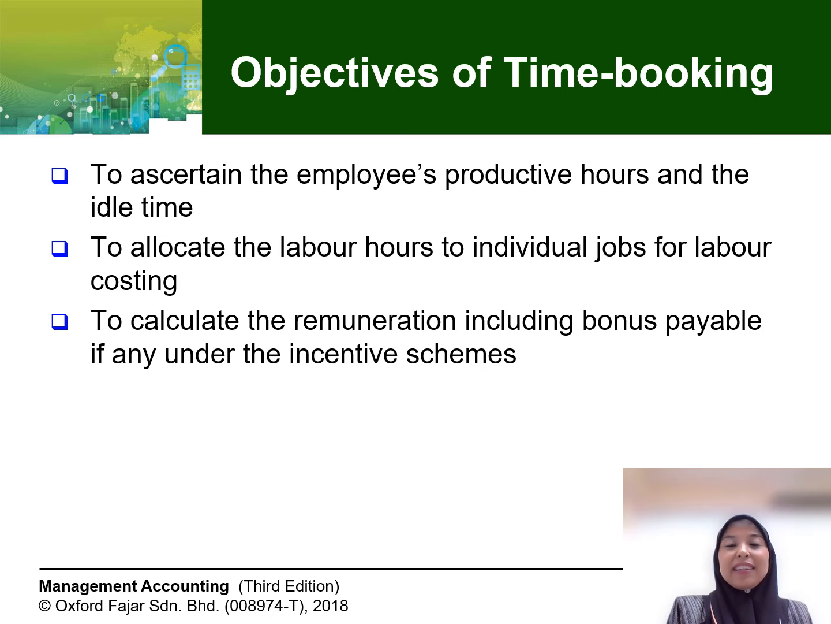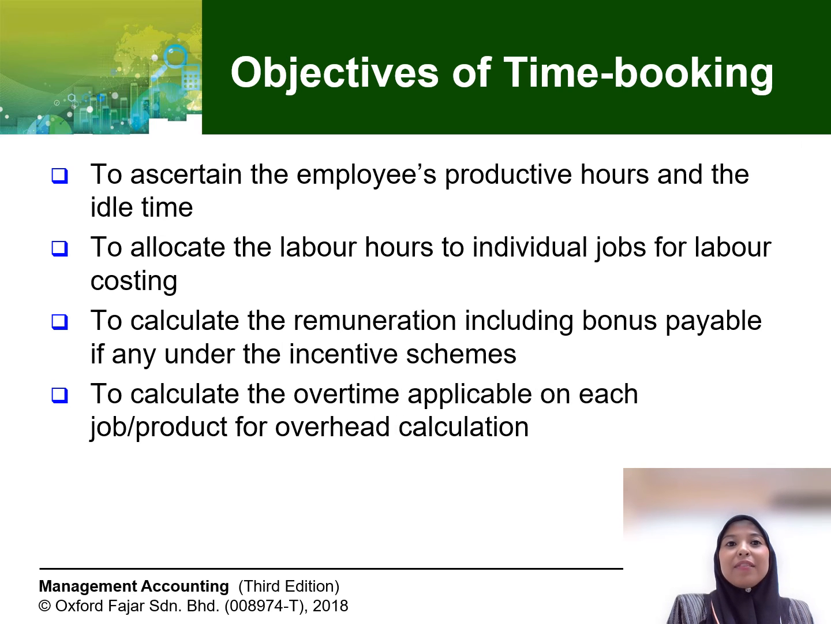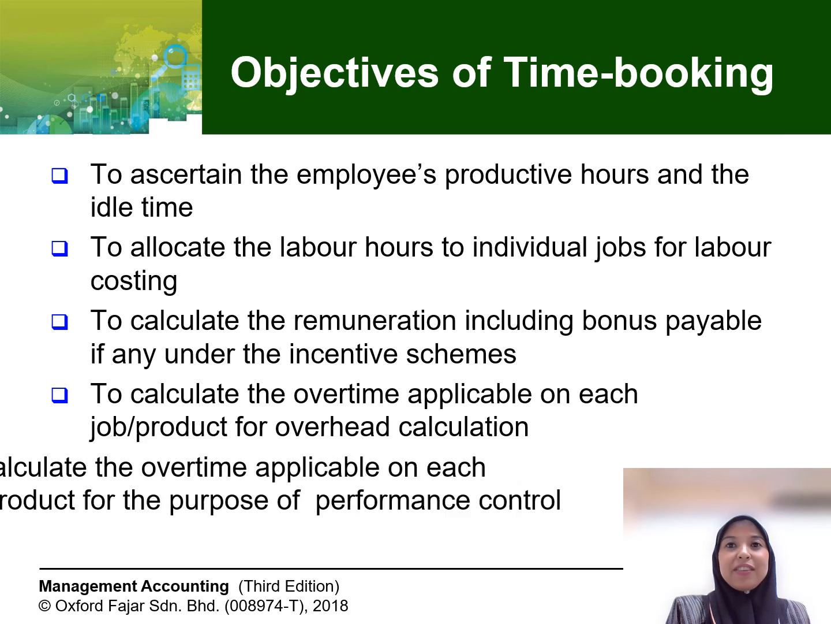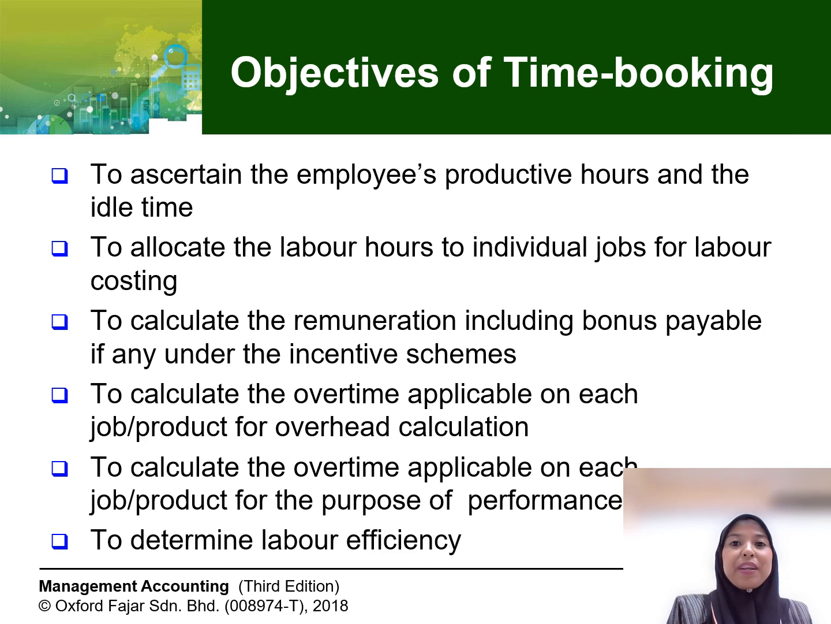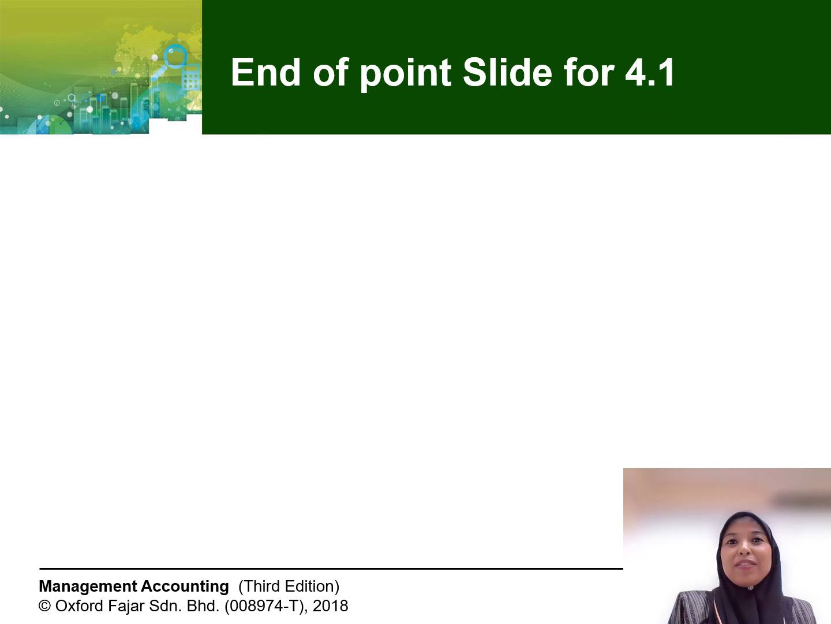Number 3, to calculate the remuneration, including bonus payable, if any, under the incentive scheme. Number 4, to calculate the overtime applicable on each job or product for overhead calculation. And number 5 is to calculate the overtime applicable on each job or product for the purpose of performance.